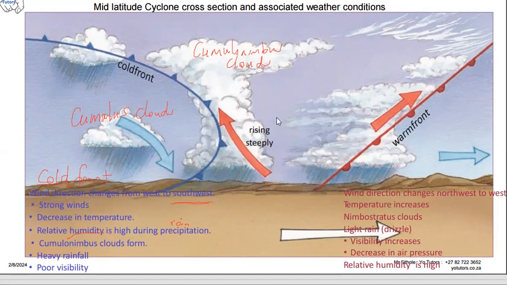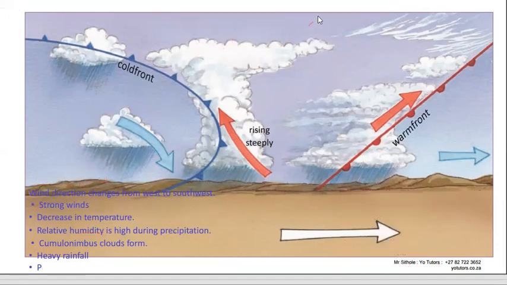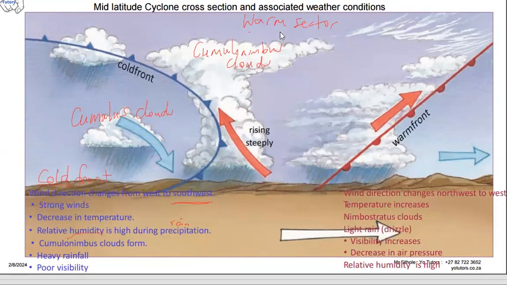But when you look at the warm sector, this is our warm sector. On the warm sector, you see clouds like stratus clouds, and cirrus clouds, which are tall clouds that you see on top there. Then you also have altostratus clouds, that's what you see there.